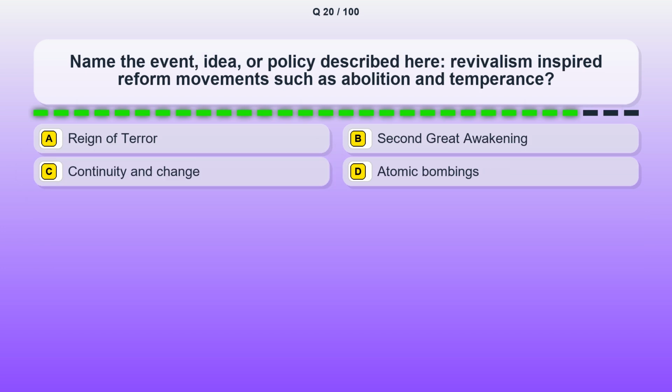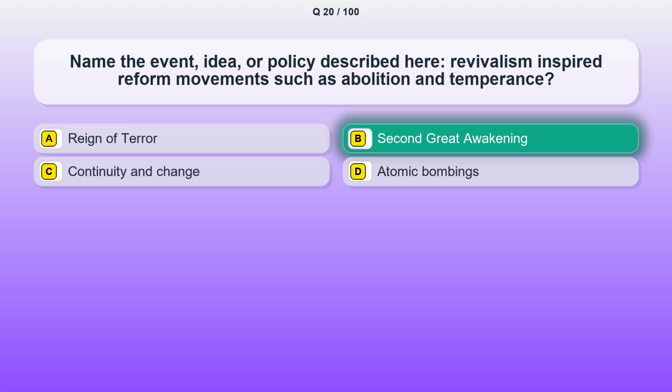Question 20. Name the event, idea, or policy described here. Revivalism inspired reform movements such as abolition and temperance. Option A, Reign of Terror. Option B, Second Great Awakening. Option C, Continuity and Change. Option D, Atomic bombings.